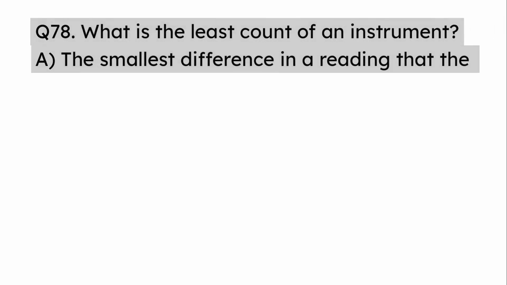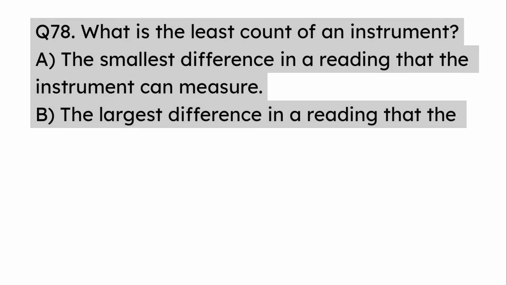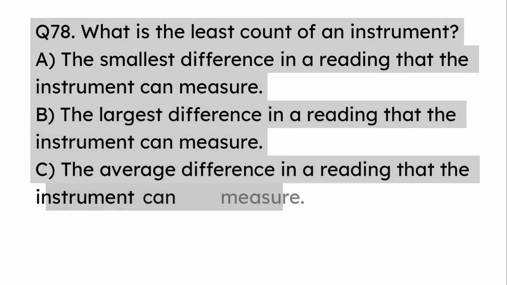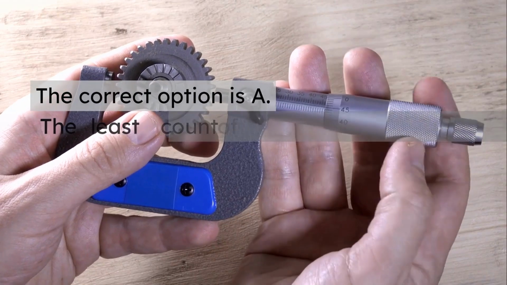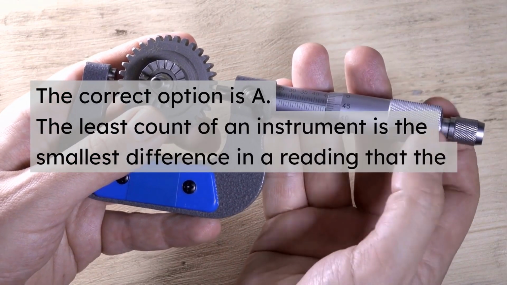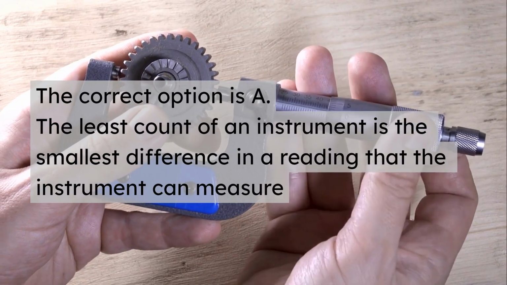Q78. What is the least count of an instrument? A. The smallest difference in a reading that the instrument can measure. B. The largest difference in a reading that the instrument can measure. C. The average difference in a reading that the instrument can measure. D. The total difference in a reading that the instrument can measure. The correct option is A. The least count of an instrument is the smallest difference in a reading that the instrument can measure.